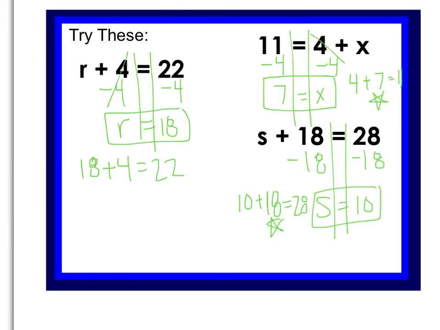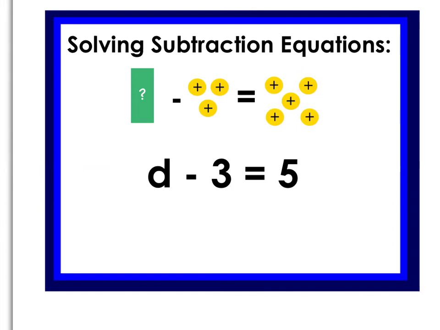Okay. Here are your answers. R equals 18. 7 equals x, or x equals 7. S equals 10. Let's try some subtraction equations. So here again you can see a picture, and this is a mental math equation where we know that the question mark, or the D, is equal to 8 because 8 minus 3 equals 5. And we maybe were able to come up with that right away in our heads. But now we're going to try some with bigger numbers where we need to use that inverse operation again.